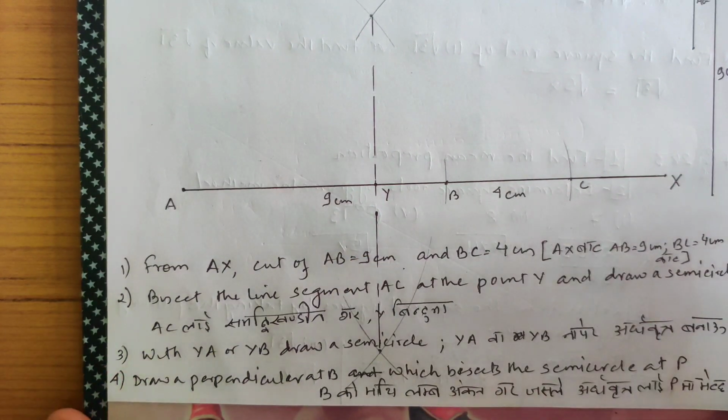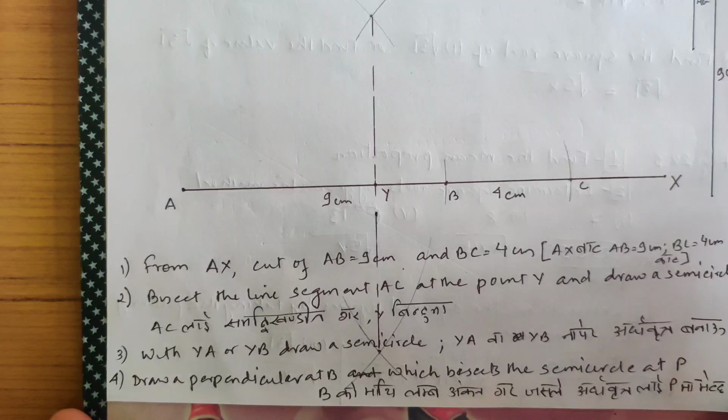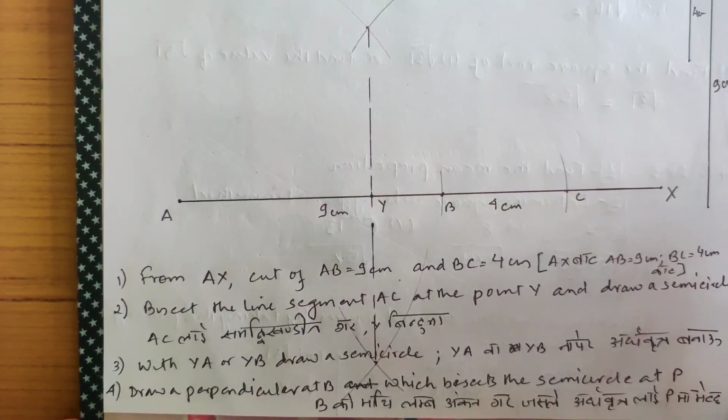Now what we need to do according to the steps: bisect the line segment AC at the point Y and draw a semicircle. So let's draw a semicircle. You can measure either YA or YC.